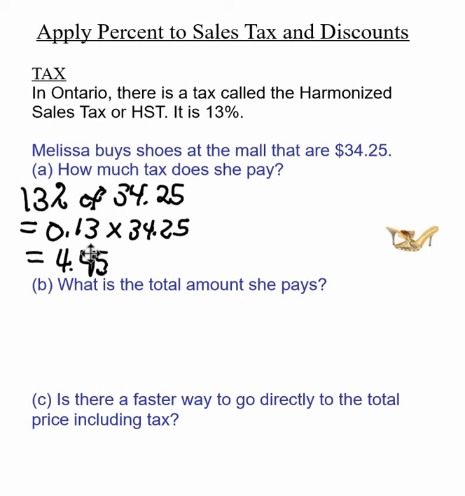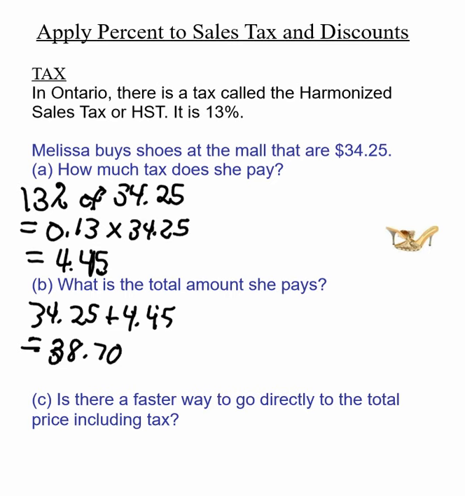The total amount then becomes $34.25 plus $4.45. And we just add those together, and we get 38.70. So the total amount that she would pay would be $38.70.